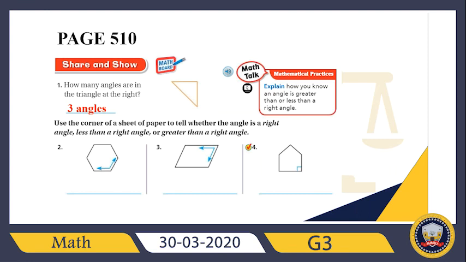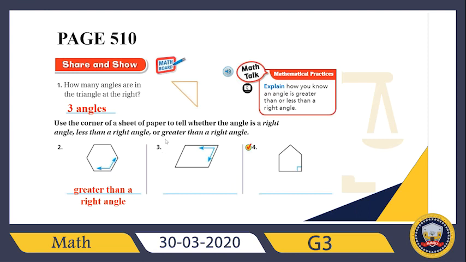Remember its name, triangle. So the next question says, use the corner of a sheet of paper to tell whether the angle is a right angle, less than a right angle, or greater than a right angle. Let's check second question. First of all, let's check this angle. I know if it will be a right angle, it should be straight, right? There should be another straight line segment here, but it's open. So it's greater than a right angle, right? I know this angle is an example for a greater than a right angle.